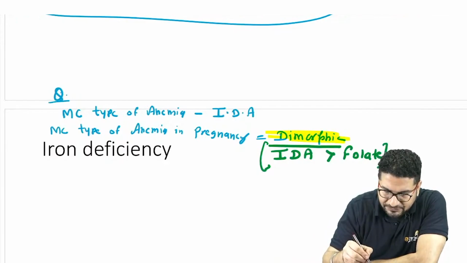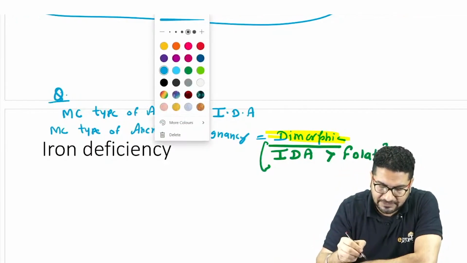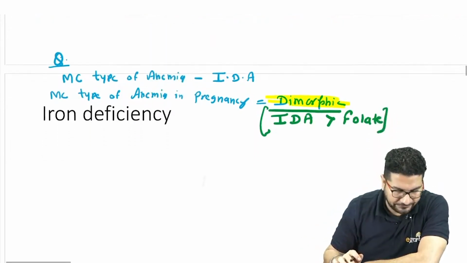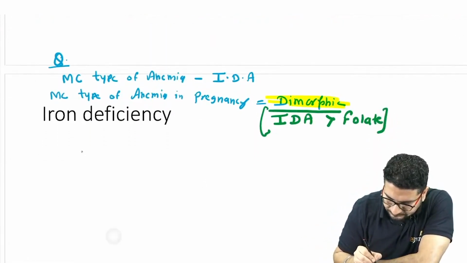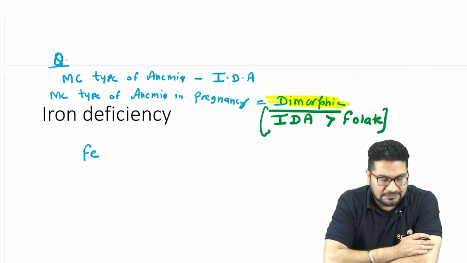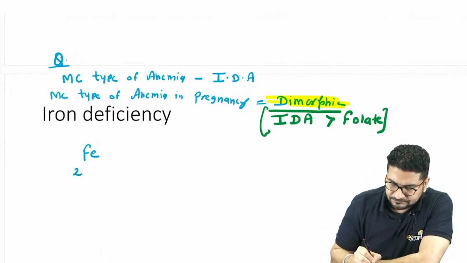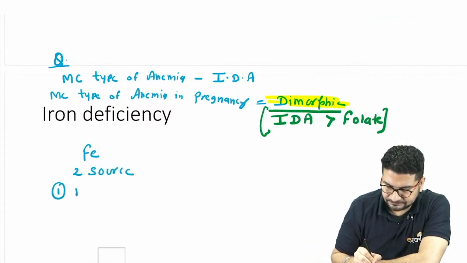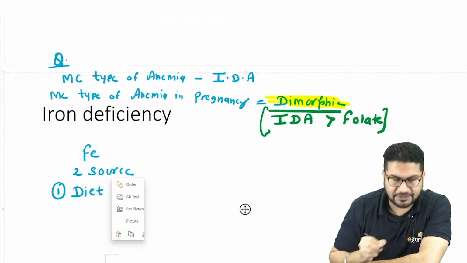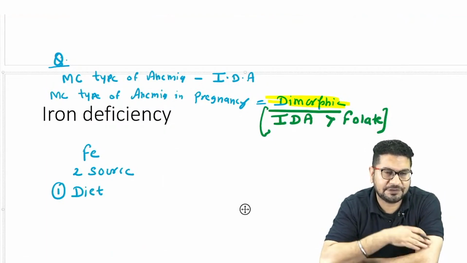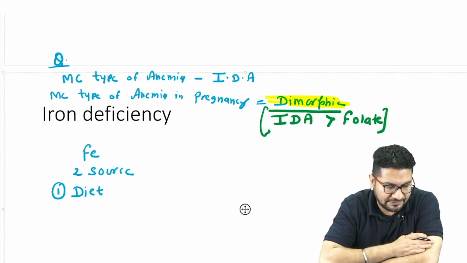One by one, we should know the basic pathophysiology of iron deficiency. So let's try to understand how iron is absorbed. We have iron, so try to be with me and understand. This iron has two sources, meaning in your body, how you can get iron. Source number one is diet. You are taking jaggery, spinach, green leafy vegetables, and that is giving you iron. From your diet you are getting iron.